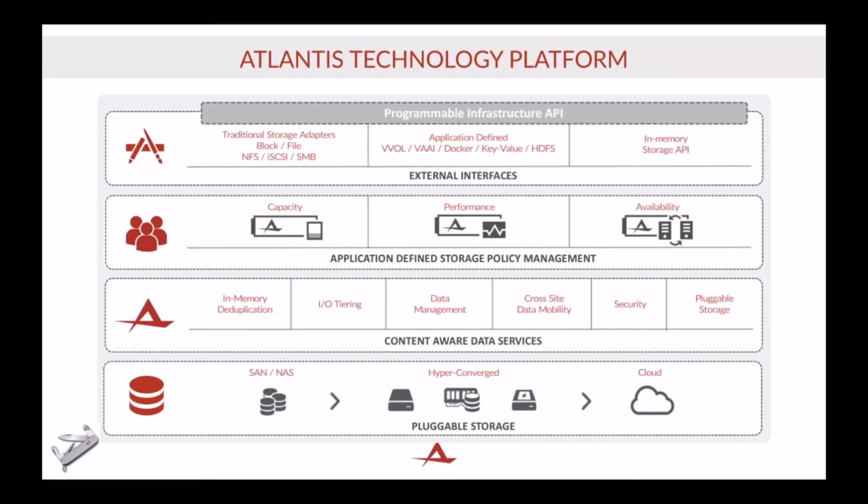With the platform at the bottom, use any storage: SAN NAS, hyperconverged, or even cloud. We have the content-aware data services, which I mentioned. So we have in-memory dedupe, IO tiering, data management, cross-site data mobility, security, and pluggable storage. These content-aware data services are pretty intelligent, right?